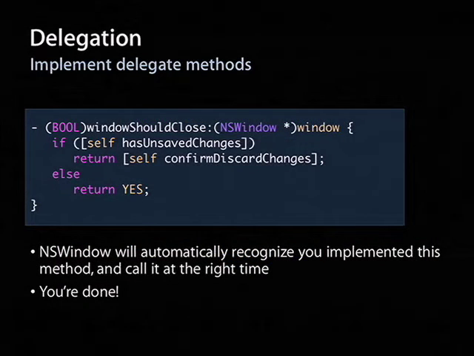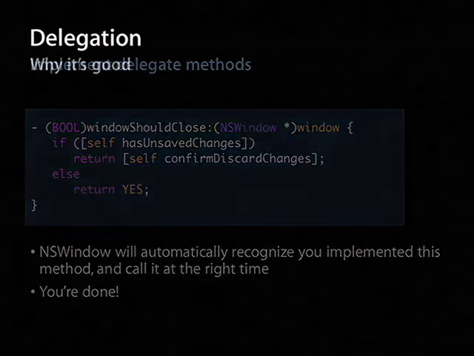So once you've done that, once you've hooked it up, you have to implement your delegate method. For example, windowShouldClose. And here we're saying, if our document has some unsaved changes, then we'll confirm unsaved changes. And if the user does not want to actually close the window, then we'll return NO and the window won't close. So NSWindow will recognize, hey, this object implemented this delegate method, and we'll call it. And then you're done. You don't have to do anything else.